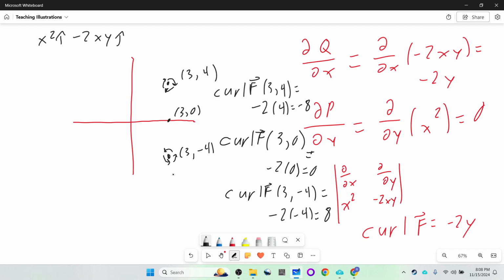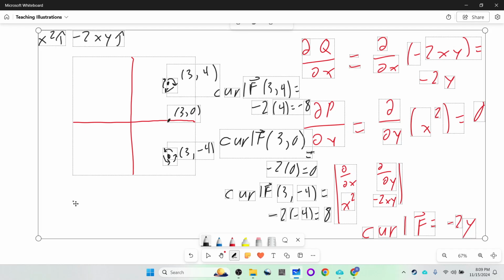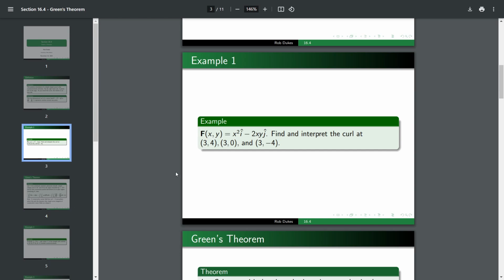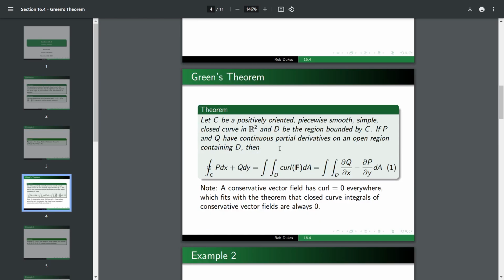So, now that we have an idea of what curl is, let's describe what Green's theorem is. Let's go ahead and state it. So Green's theorem says, we let C be some positively oriented, piecewise smooth, simple closed curve. That's a lot of words. Positively oriented, so counterclockwise. Piecewise smooth, so there aren't too many sharp corners. There are maybe a few, but it's smooth everywhere else. Simple, meaning it doesn't cross itself, so no figure eights. And closed, meaning that if you pick a starting point and go around, you'll eventually come back to that starting point.